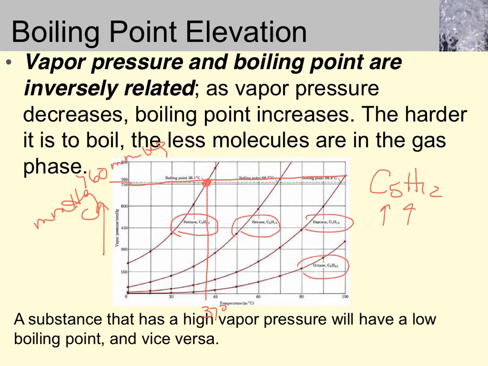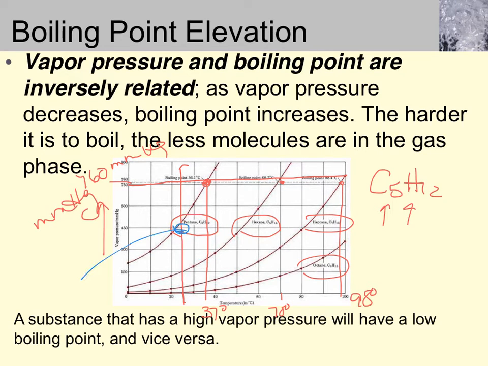The boiling point of the hexane is pretty close to 70 degrees. And the boiling point of the octane is maybe 98, something like that, degrees. So which one of these has the highest vapor pressure at room temperature? So room temperature is around 25. All right, so which of these has the highest vapor pressure?